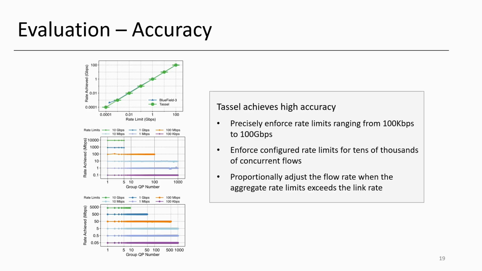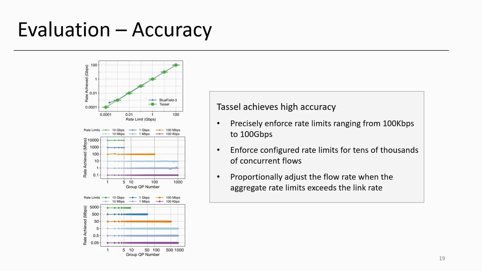In addition, Tesla achieves high accuracy. We evaluate Tesla's accuracy by configuring rate limits ranging from 100 kbps to 100 Gbps for a single flow, and as shown in the first figure, Tesla accurately enforces the rate limits for any given configured rate. And we measure that BlueField 3 achieves about 400 kbps when given a rate limit of 200 kbps.